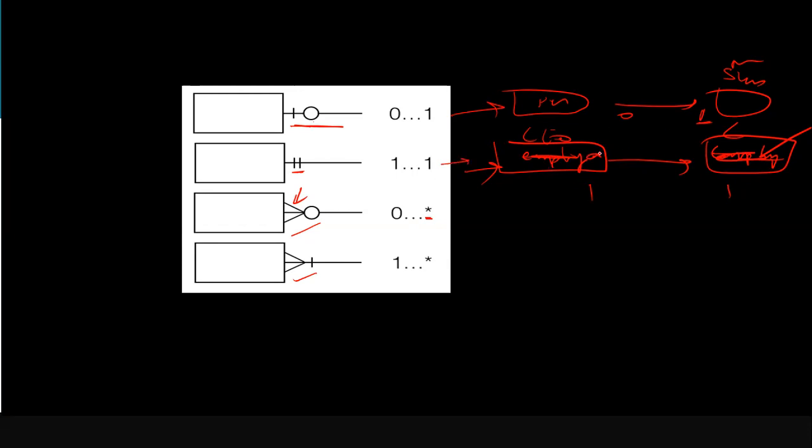A company can have only one CEO. Each company can have only one CEO, right? And here, a customer places zero or more orders, but an order can have at least one product in it, or more than one product in it. So you need to remember these things.